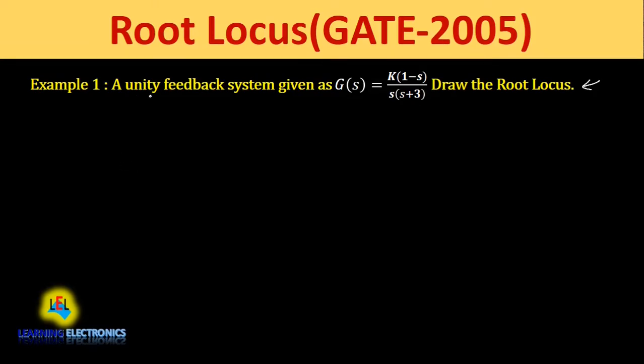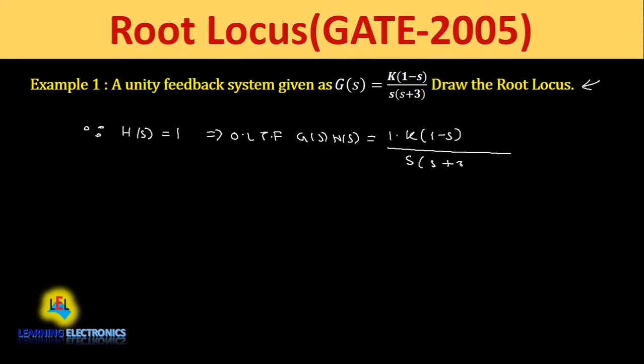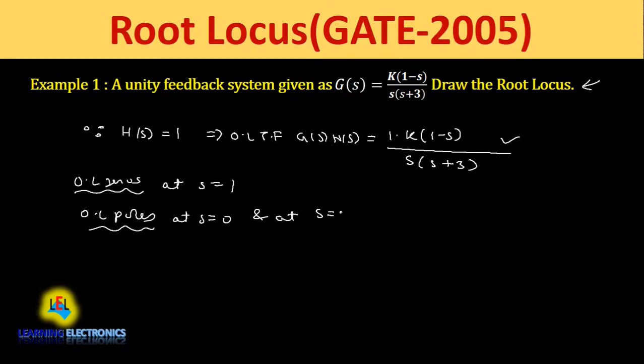It is already given in the question that it is a unity feedback system. Therefore, the feedback path transfer function H(s) will be equal to 1. Since H(s) is equal to 1, we have the open loop transfer function G(s)H(s) equal to K(1 - s) divided by s(s + 3). From this we find the open loop zeros. We have only one open loop zero at s = 1, and from the denominator we have open loop poles at s = 0 and s = -3.